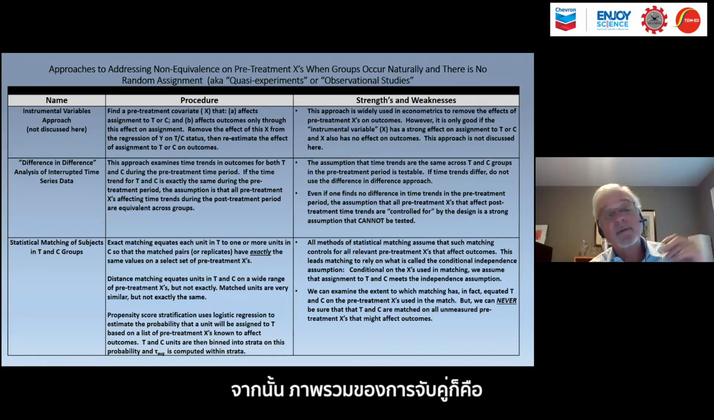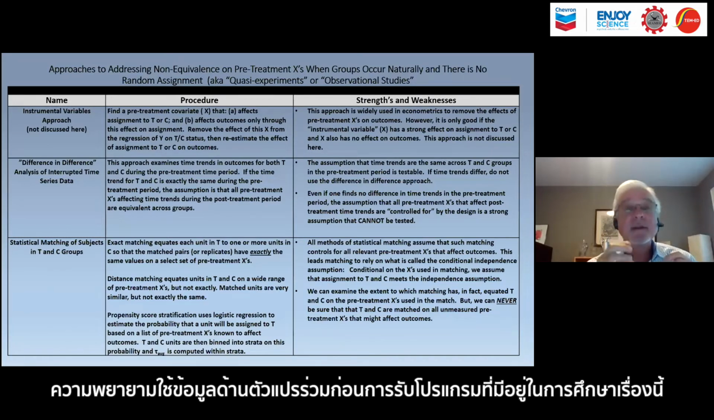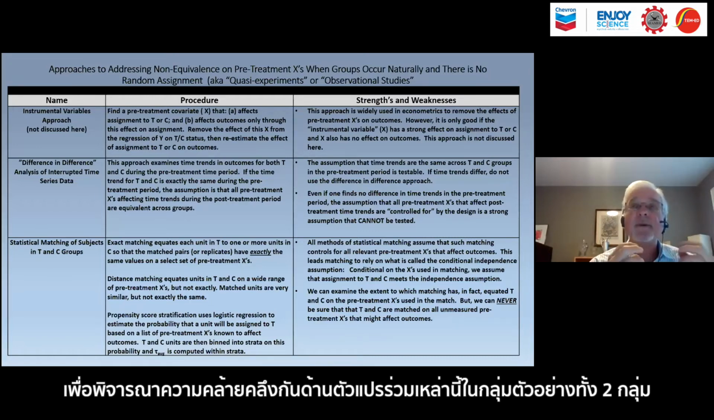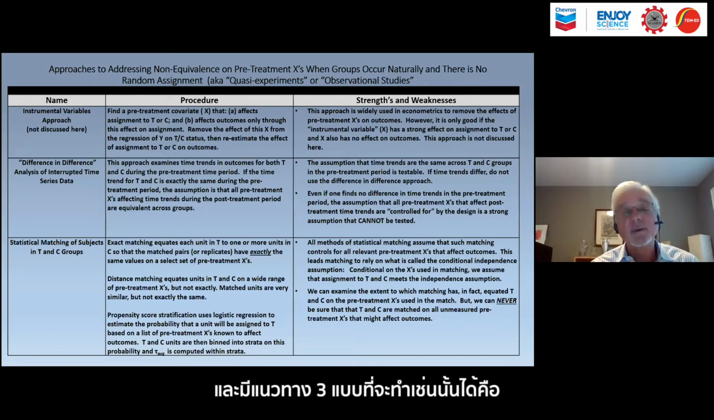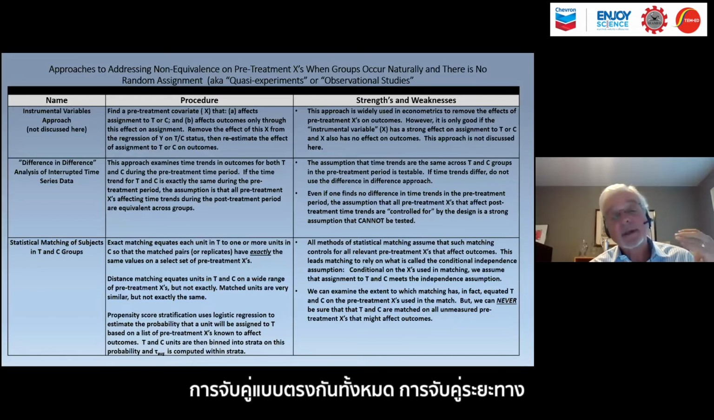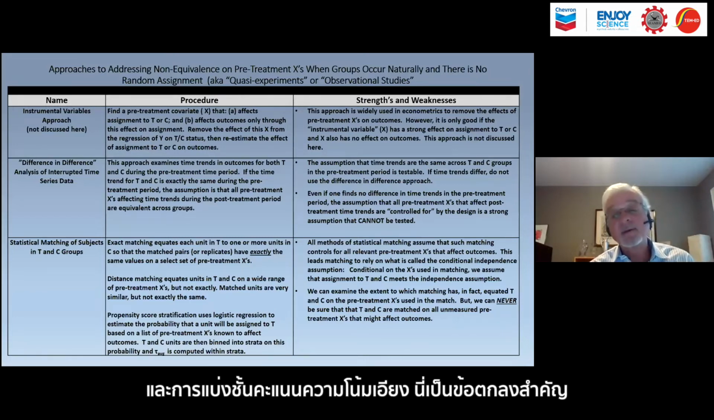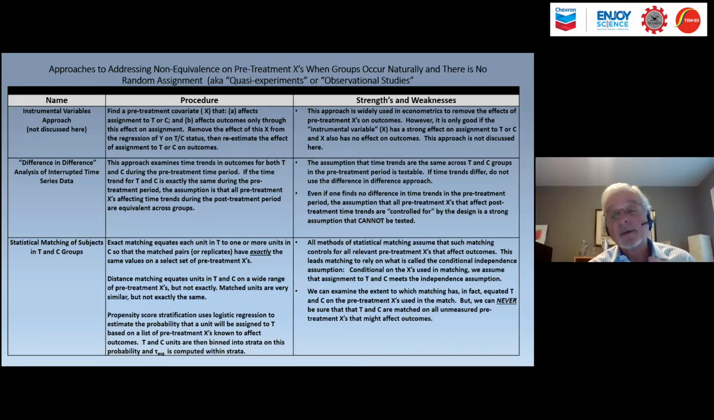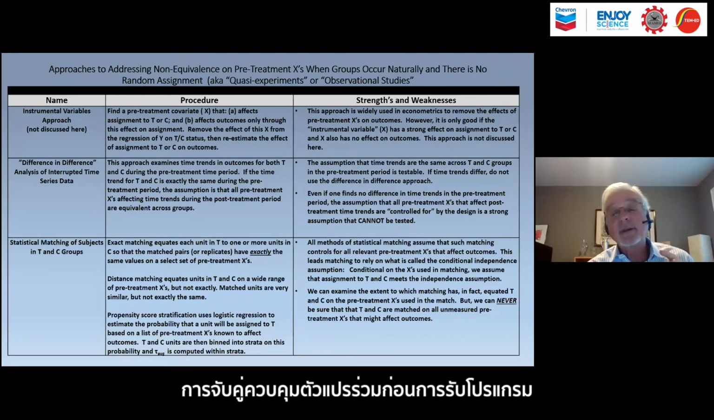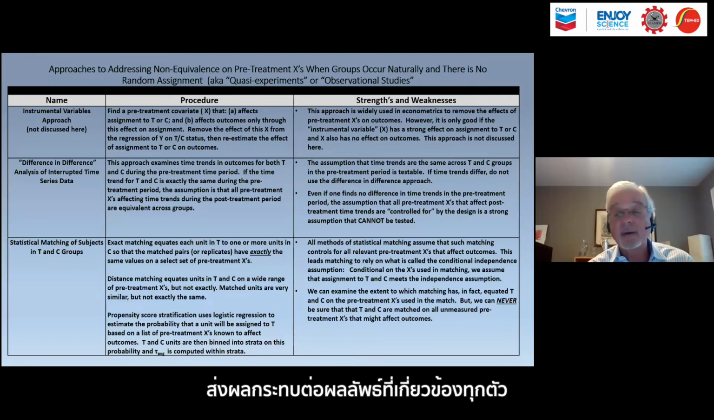Then the overview of matching is this: it is an attempt to use existing data on pre-treatment covariates for the subjects in a study to equate the 2 samples on these covariates. And there are 3 ways of doing it: exact matching, distance matching, and propensity score stratification. But here is the key assumption. All these methods of statistical matching assume that matching controls for all relevant pre-treatment covariates that affect outcomes.